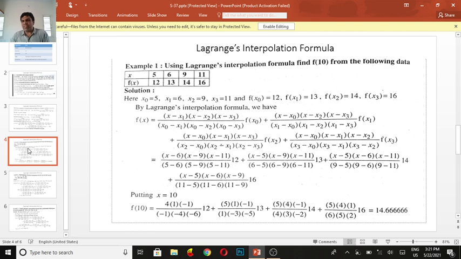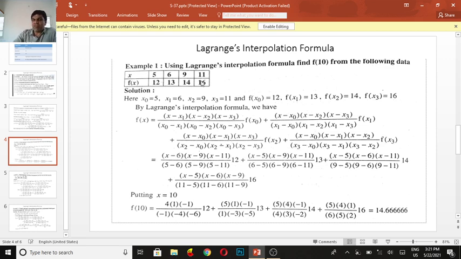Find f of 10 from the following data. We observe that x is given as 5, 6, 9, 11. The corresponding f of x is 12, 13, 14, 16. We observe here what is given.